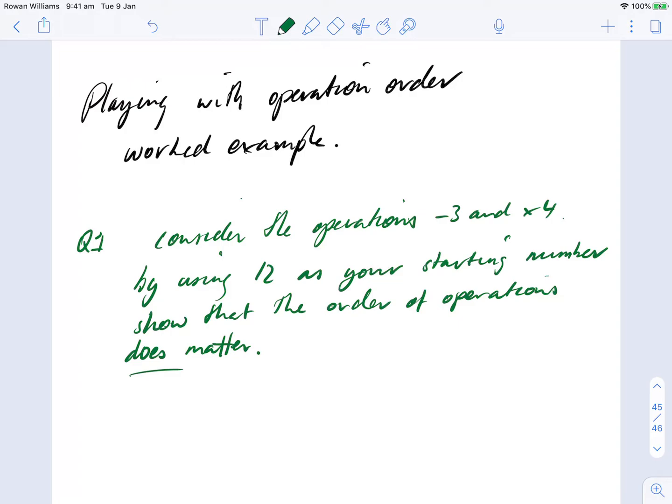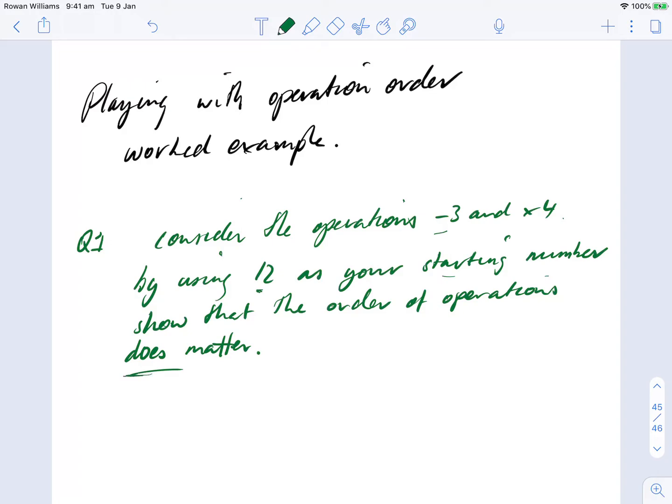So in this worked example, we're looking at the order of operations, and we're looking at a situation where we're going to start from the number 12, and then we're going to do two operations on it. We're going to minus 3 and times 4. The question here is really getting us to look at, does it matter what order we do that in? Like if I go 12 minus 3 times 4, or if I go 12 times 4 minus 3, do I end up with a different answer?